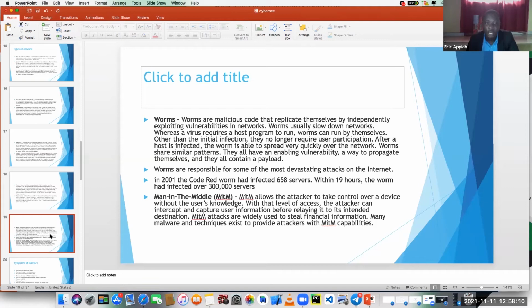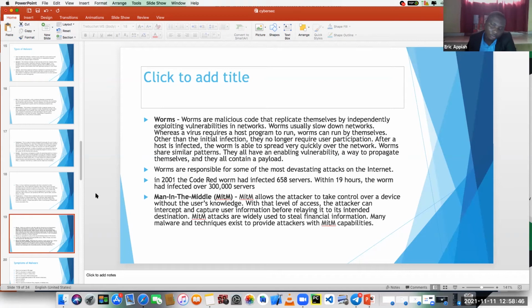In 2001, the Code Red worm had infected 658 servers. Within 9 hours, the worm had infected over 300,000 servers. So that's the work of a worm. When they infect a server or a network, they replicate quickly. Within hours, all the network is infected, right?